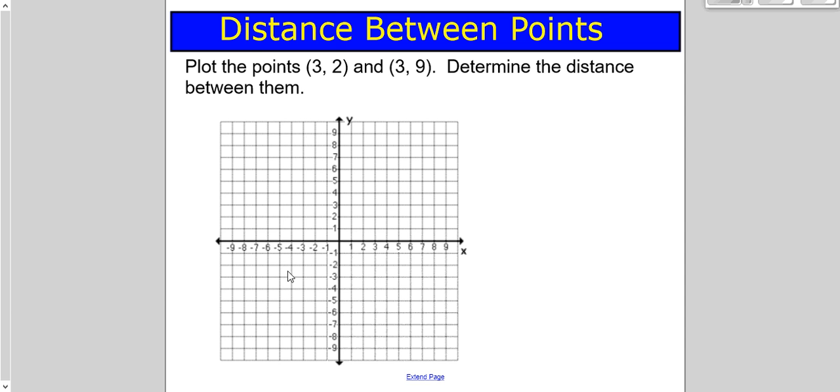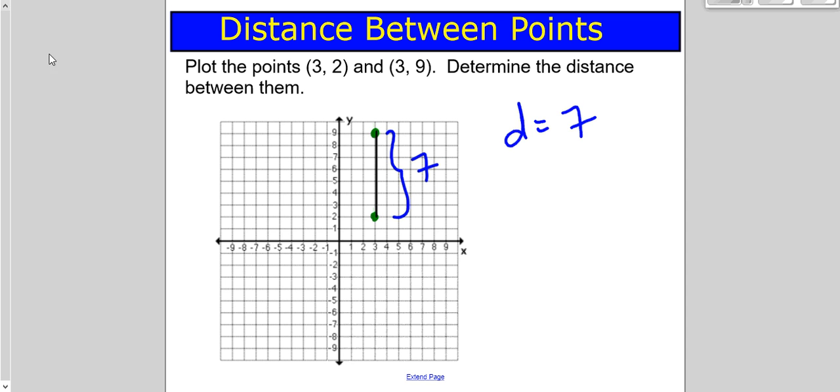Okay, so hopefully you're back. If I was going to plot these points, (3, 2) would be here, and (3, 9) would be here. So the length of the line that I'm looking to find is between here and here. And we can find this. This is just a simple count. So I started at 2, I ended at 9. So 1, 2, 3, 4, 5, 6, 7. So my distance is equal to 7.